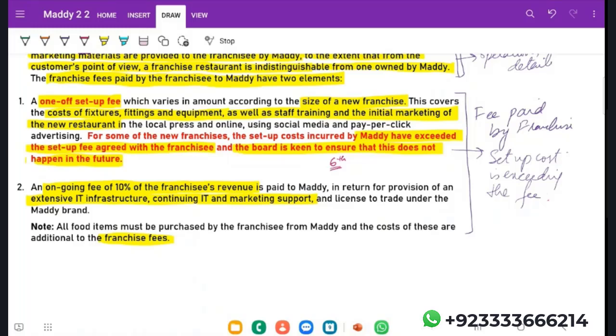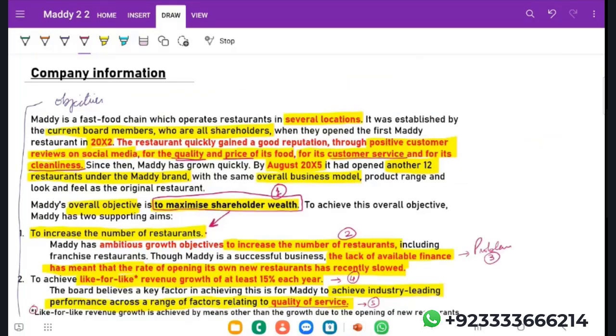You should either recover all these costs or have the extra benefit, but your fee should not be less than the cost, right? So these are six areas which we have identified in the company's initial information, right?